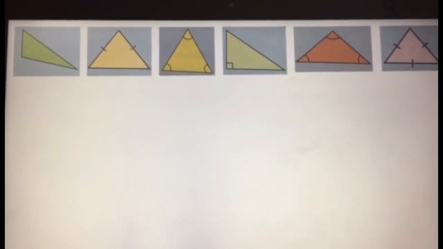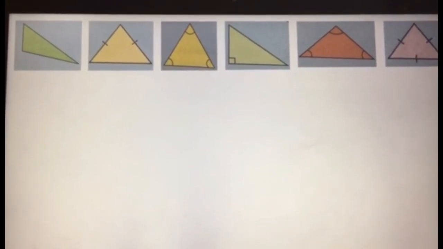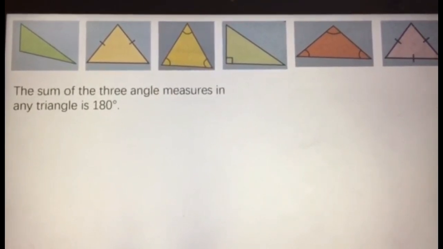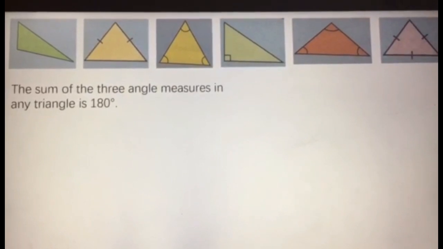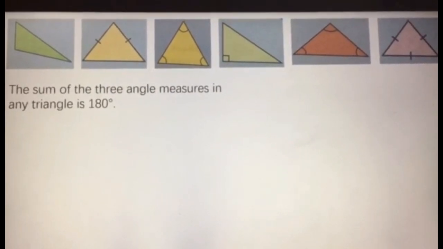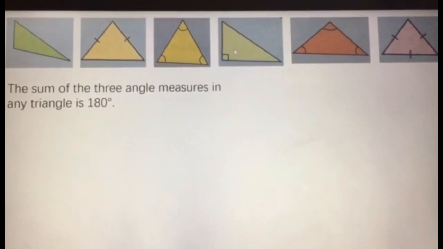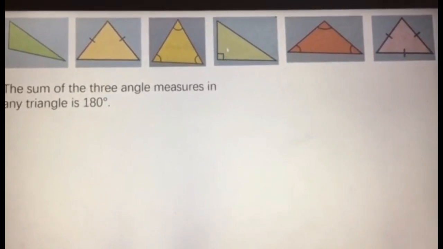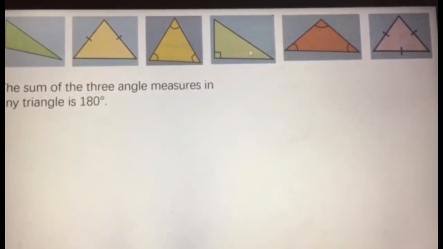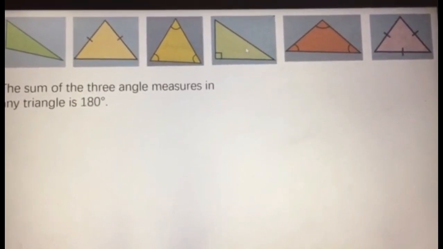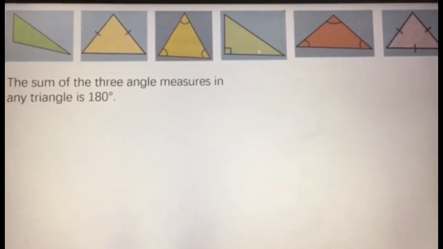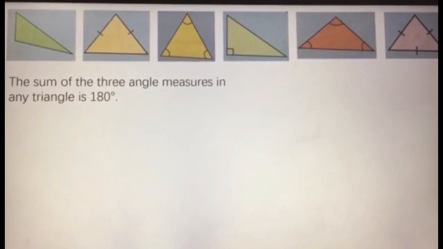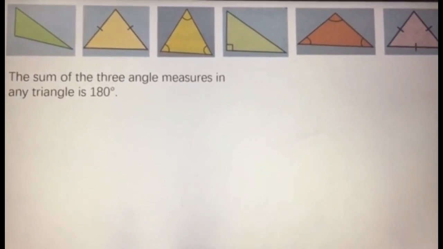With all these triangles, one property that applies to all of them is the sum of the three angle measures in any triangle is 180 degrees. In right triangles, we know there's a 90-degree angle, so the sum of the other two angles is 90 degrees. So that's the property of the angle measures in a triangle. The sum is 180 degrees.